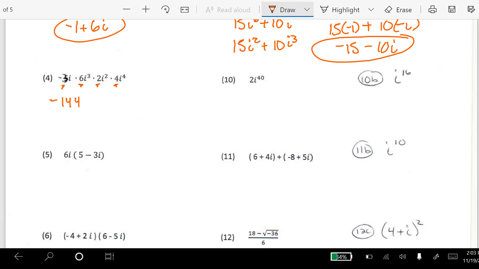And then for the i's, again, when you multiply, you add exponents. So I'll put a 1 here so you won't forget. 1 plus 3 plus 2 plus 4. So that's going to be 4, 6, 10. I to the 10th here. And you're going to end up with negative 144 i to the 10th.